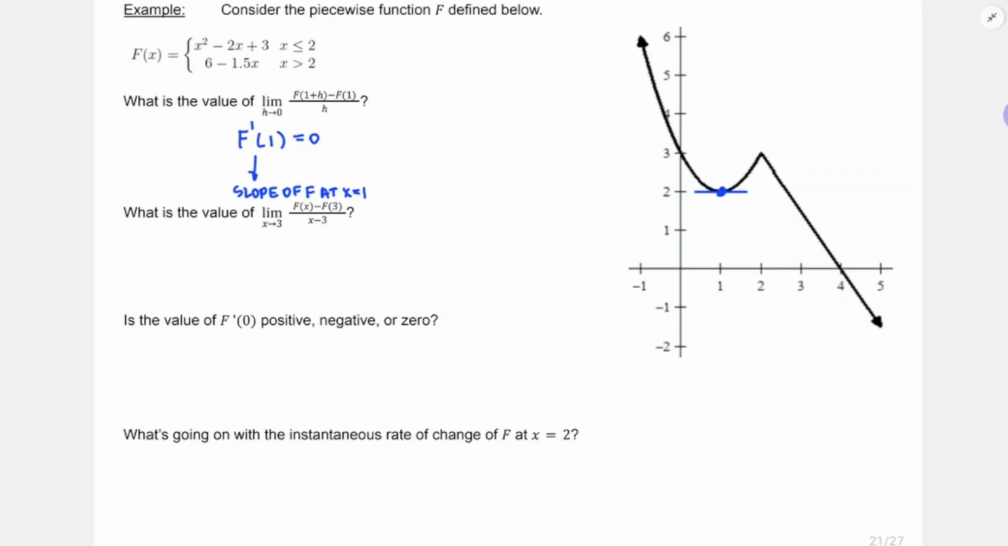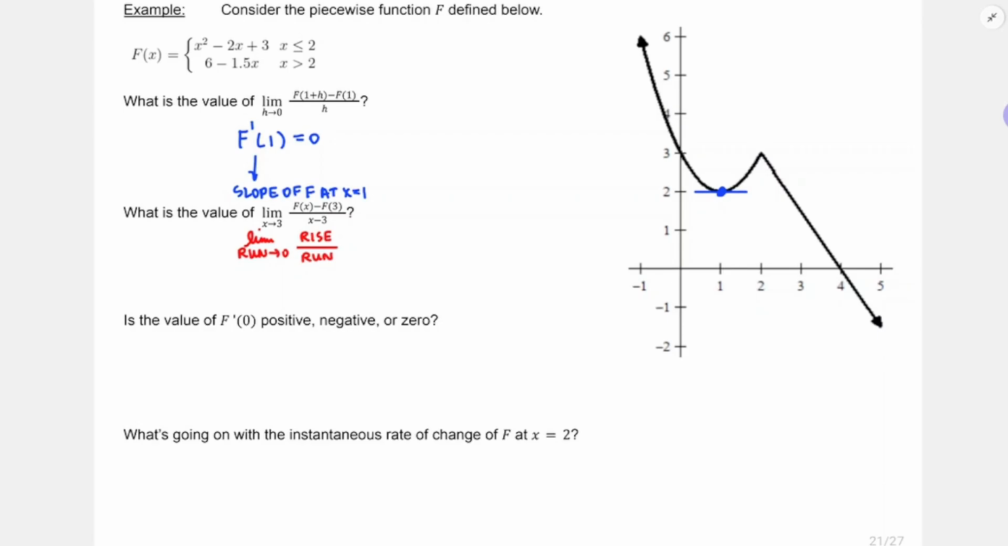The next one asks us about the value of the limit as x approaches 3 of f of x minus f of 3 over x minus 3. And it's like, this is a little different. We don't have a definition for this. But look at it. It looks like the average rate of change. And that's rise over run. And what's happening to run in the denominator? Run's going towards 0. So it's like, this is just another version of the limit of rise over run as run goes towards 0. So that must mean the instantaneous rate of change of f at x equals 3.